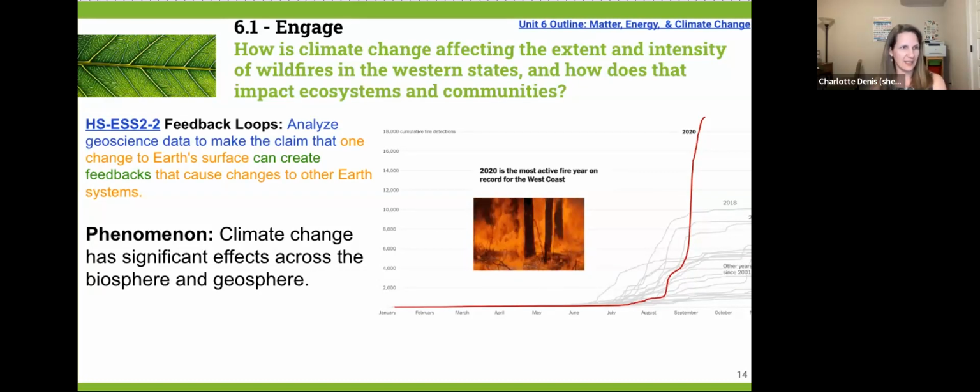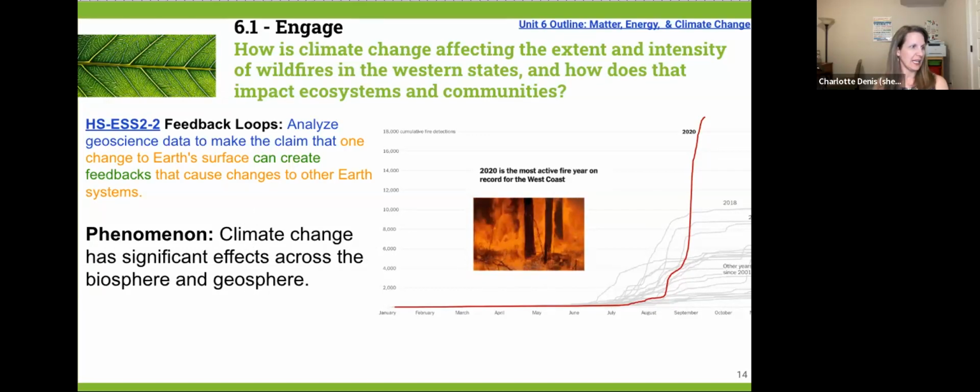You can see that this particular picture here is a graph that comes from the New York Times that shows that 2020 was the most active fire year on the West Coast, and not just by a little bit, right? By a lot. So this is just one example of one piece of information that we provide to students in this introductory activity.